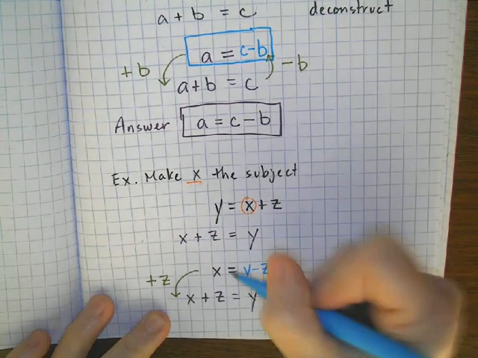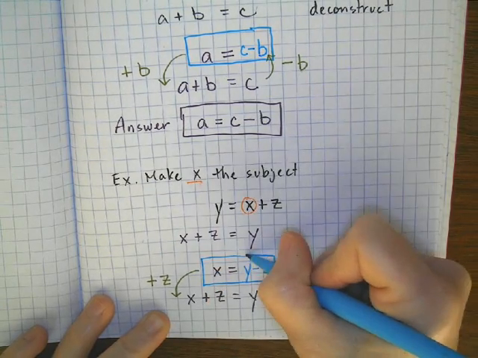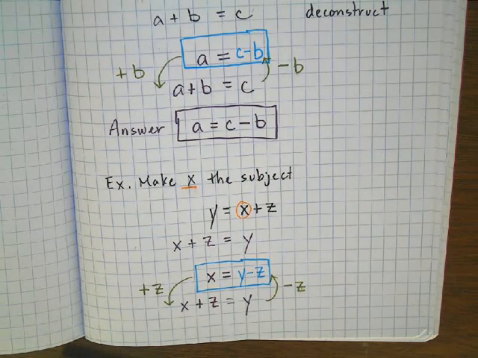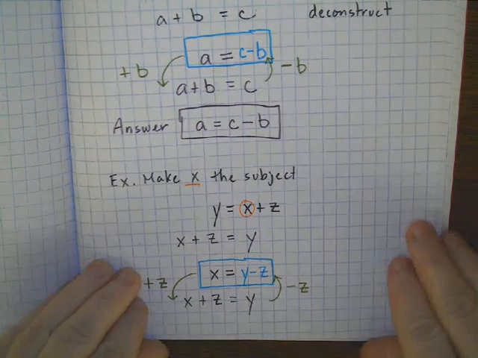So what do I write into math space? This is my answer. X equals y minus z. Okay, so I've solved for x. Even though I don't know the numbers, I can still rearrange the letters. All right, next example.